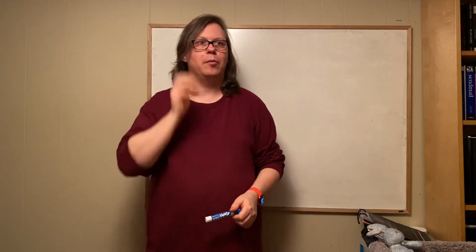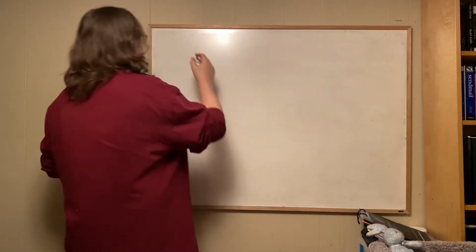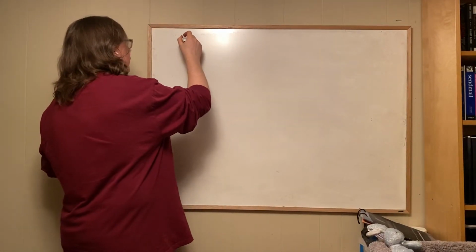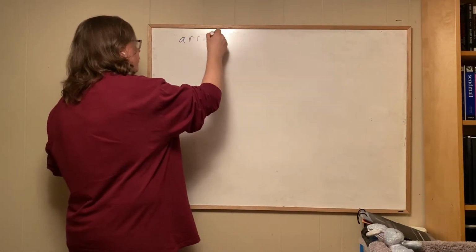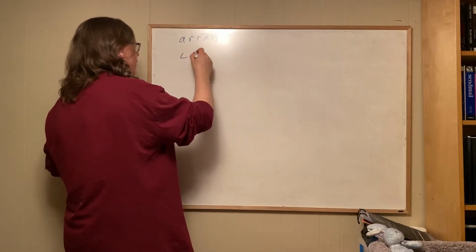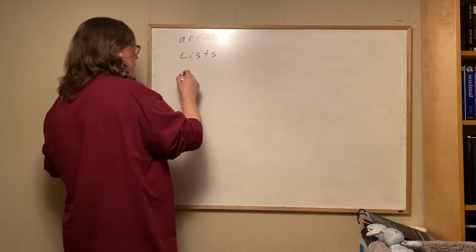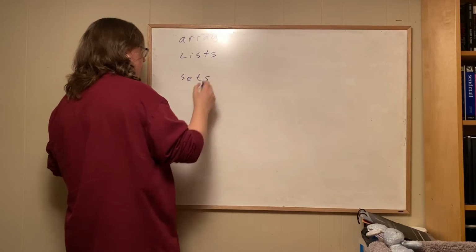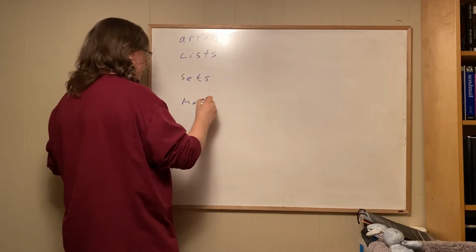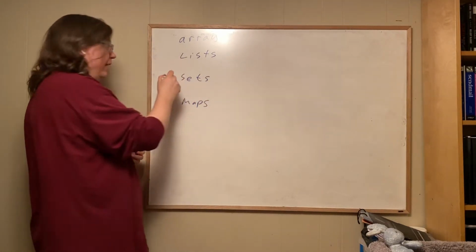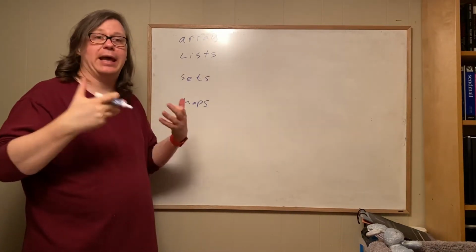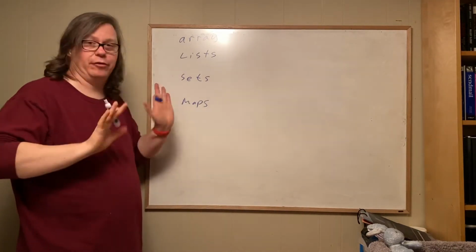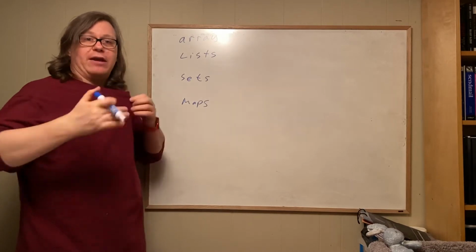Okay, when to use the different kinds of collections. So we have a few main collections. We have arrays, we have lists, we have sets, and we have maps. Lists and sets actually implement the collection interface. Arrays and maps do not, but they're all considered types of collections.